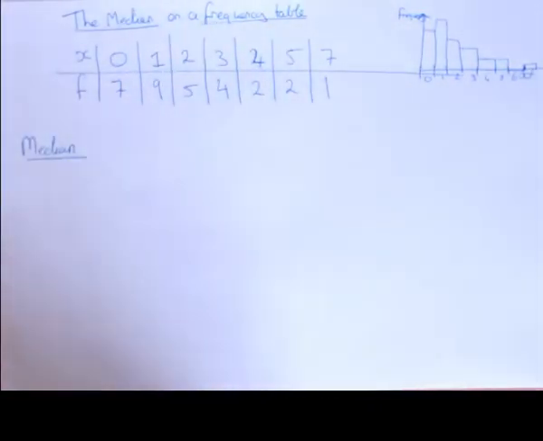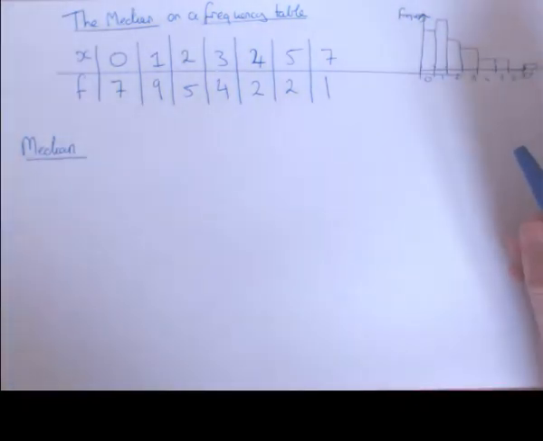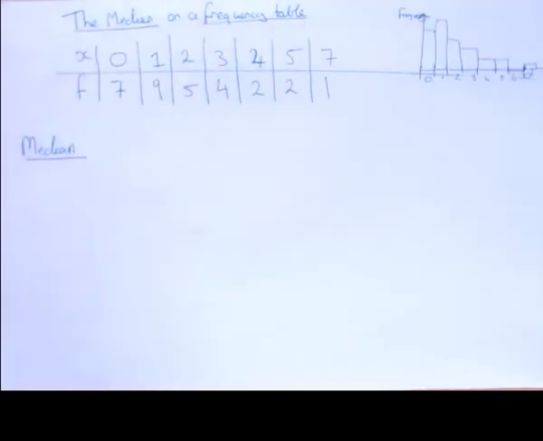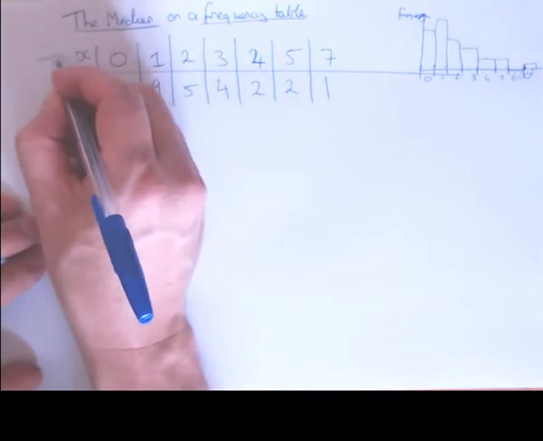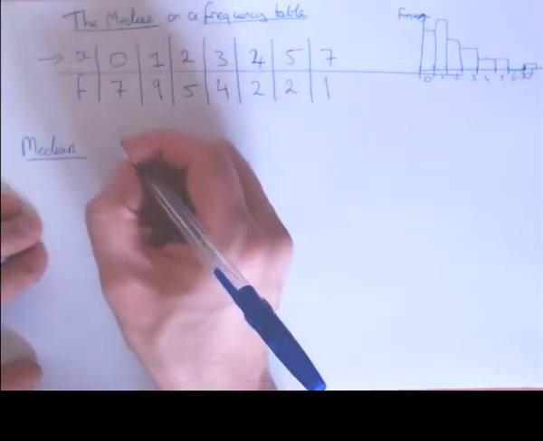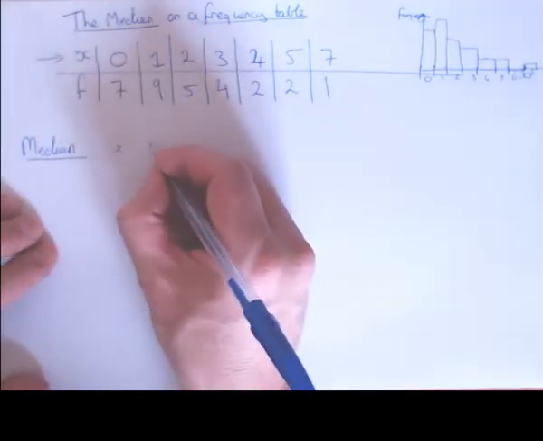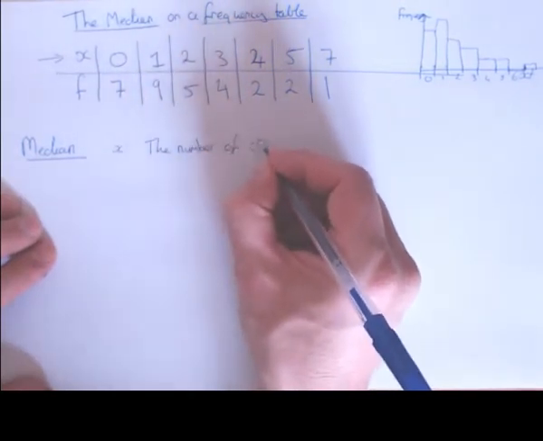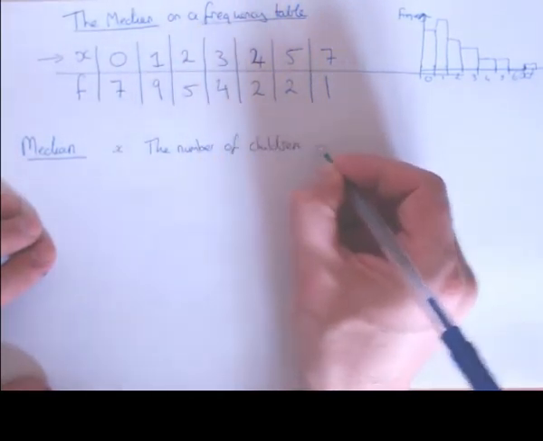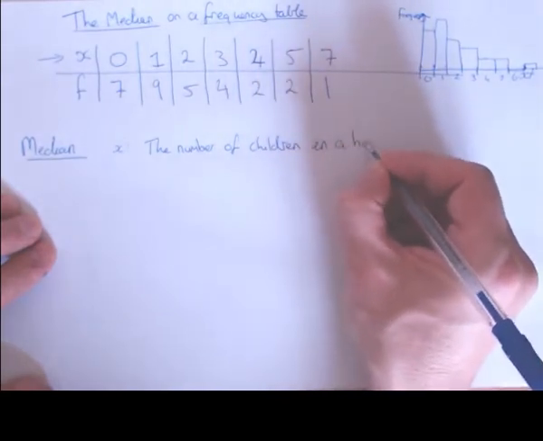So you've worked a little bit with frequency tables at this point and you've discovered what they mean. This is a collection of data. Again, when we're finding the median, we need to know what information we have collected and what it means. X is the data that we have collected, and X is the number of children in a household.